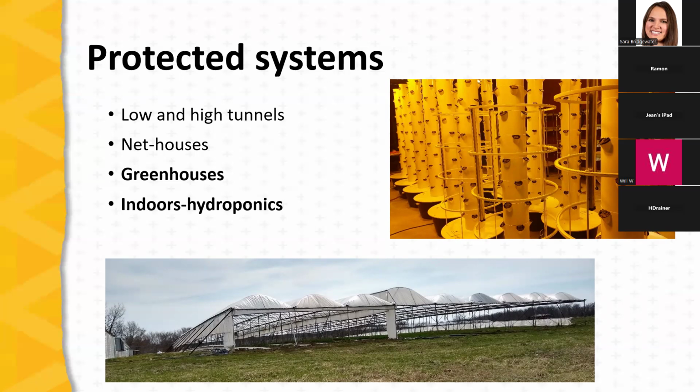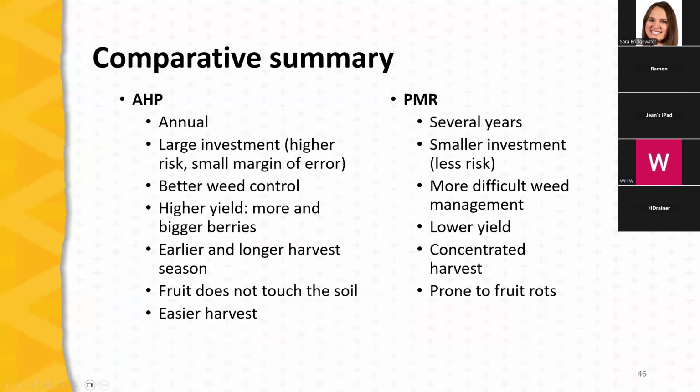You can use low and high tunnels to protect them, net houses, or for the summer, or greenhouses, indoors, hydroponic. You can grow strawberries practically anywhere, providing the conditions: light, temperature, water, and nutrients. So, a comparative summary between the annual hill production system and the perennial matted row.